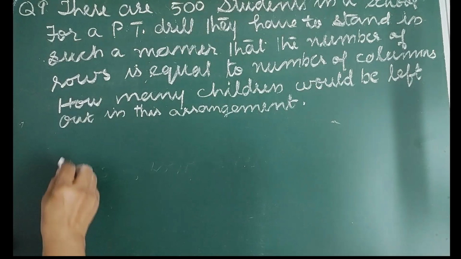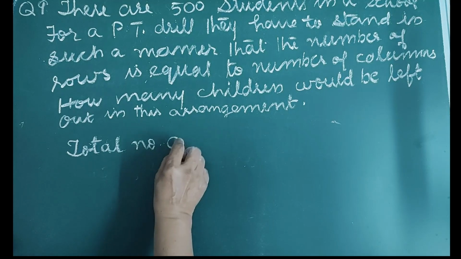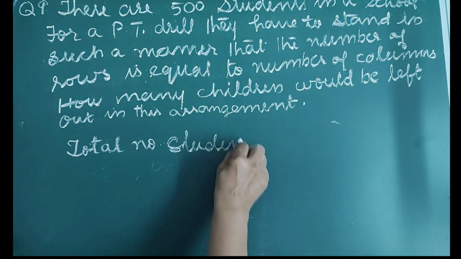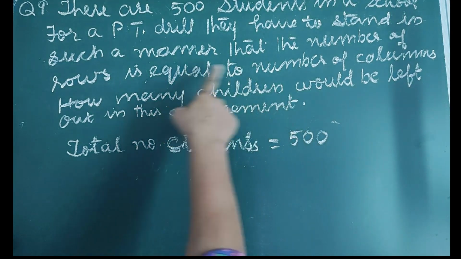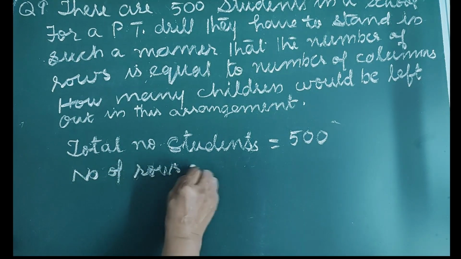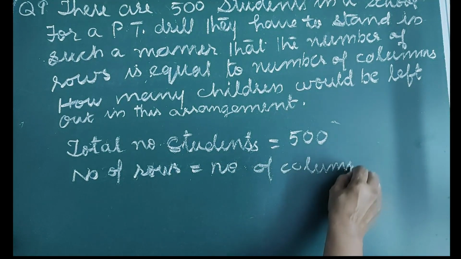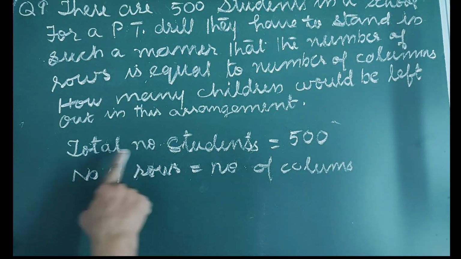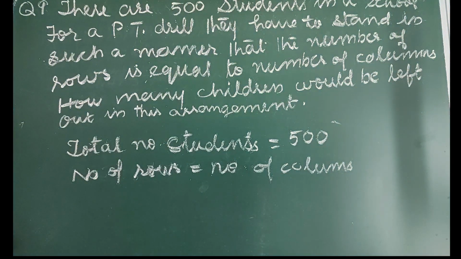Here in the question it is given that the total number of students equals 500 and also given the number of rows equals the number of columns. This shows that the total number of students must be a perfect square because the number of rows equals the number of columns.